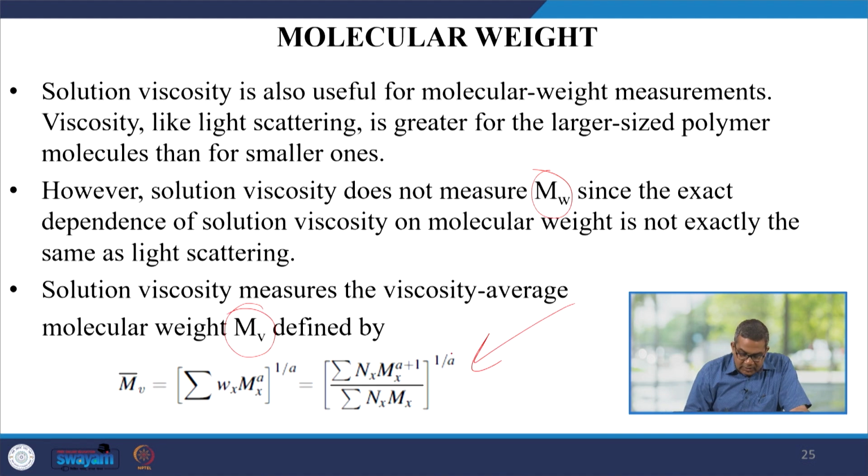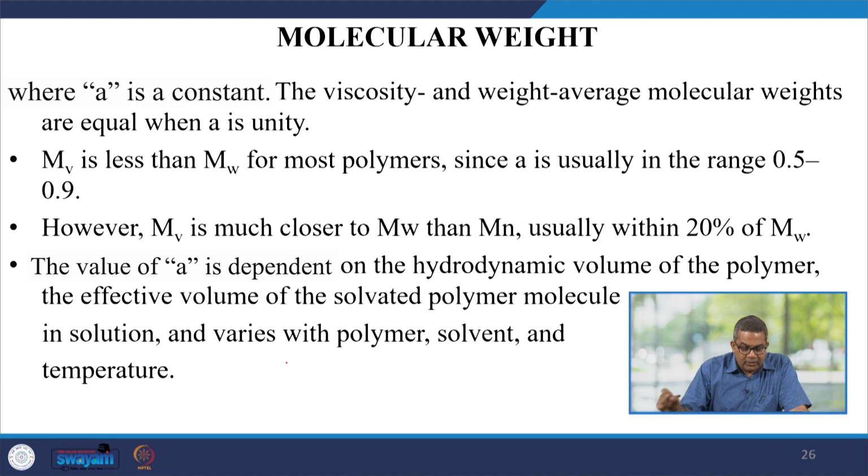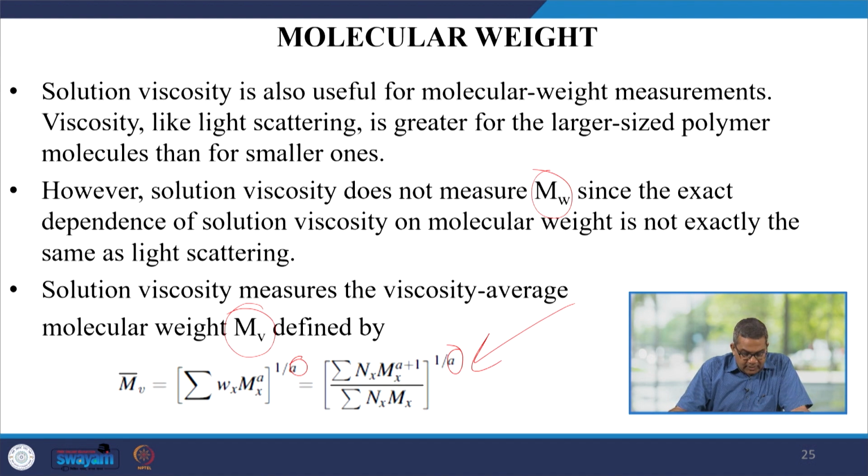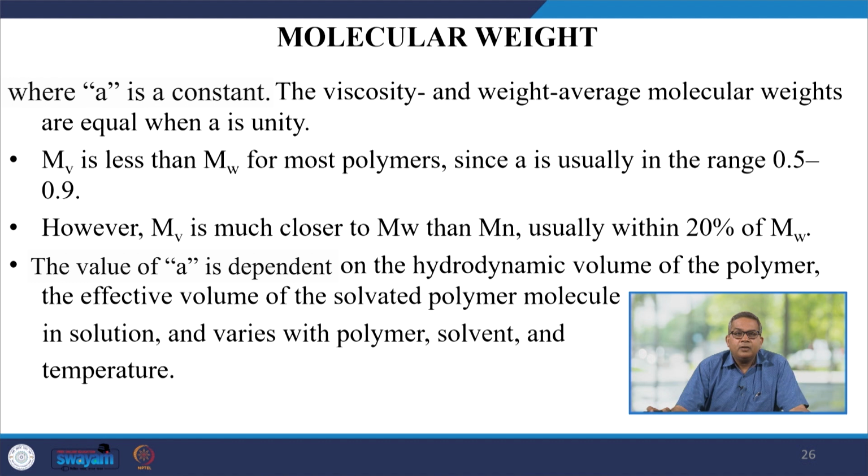Here, A is a constant, and the viscosity and weight average molecular weights are equal when A is unity. The viscosity average molecular weight is less than the weight average molecular weight for most polymers, since A usually ranges from 0.5 to 0.9. Viscosity average molecular weight is much closer to weight average molecular weight than number average molecular weight, usually within 20% of the weight average molecular weight.